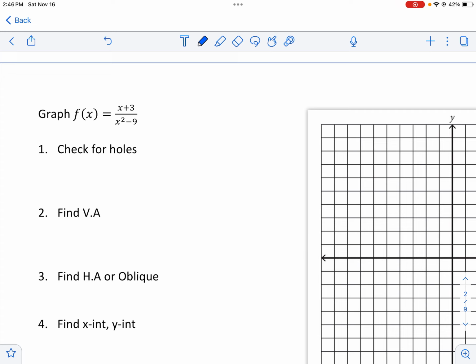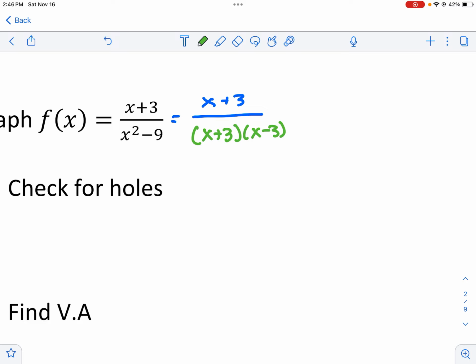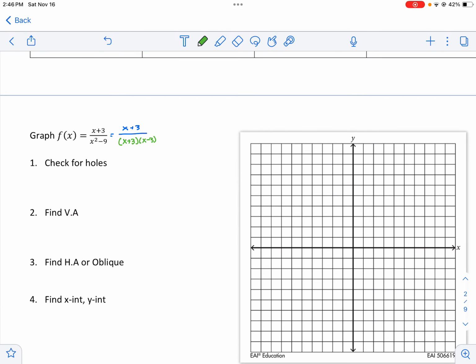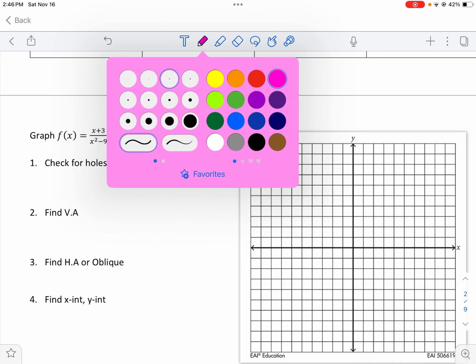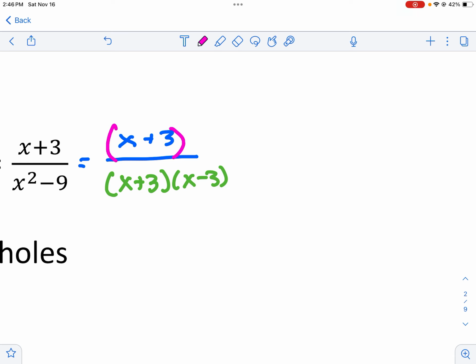The first thing you should always do is ask, can you factor? On the top, you can factor the top. On the bottom, we can factor this, and it becomes x plus 3, x minus 3. Once you have your function fully factored, there are 5 things you have to do. First, is there anything that will reduce? These will reduce, and I have 1 over x minus 3 left over.